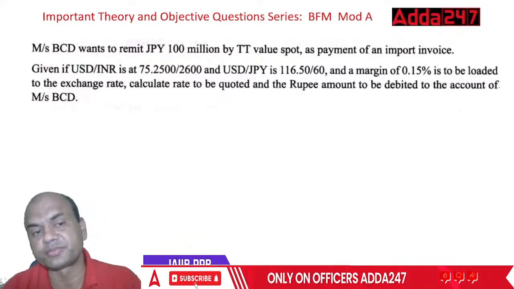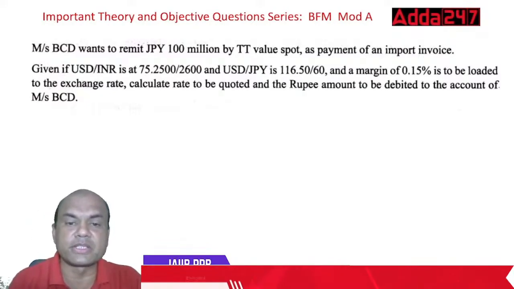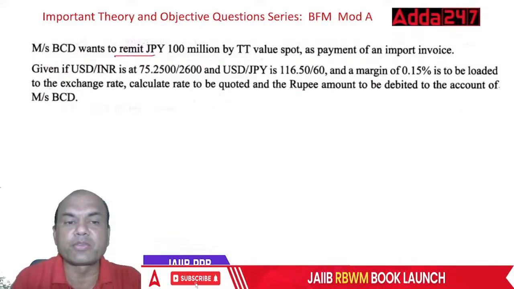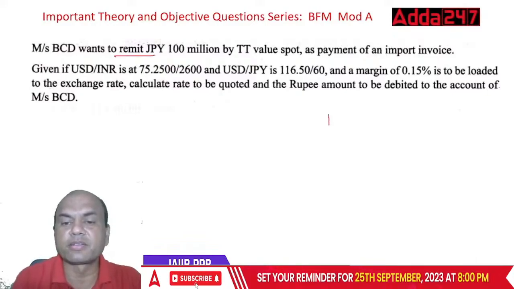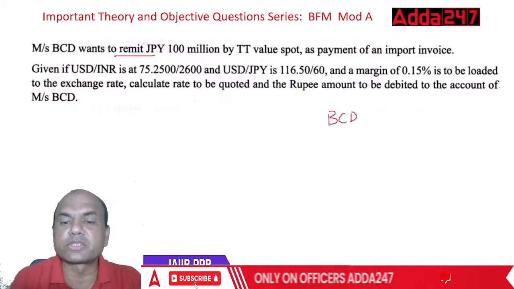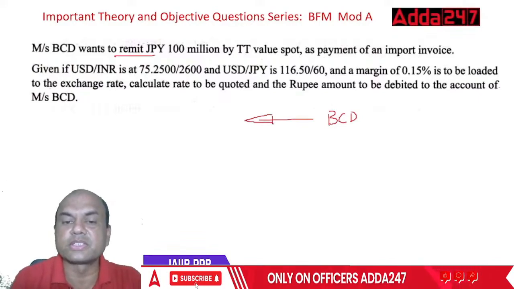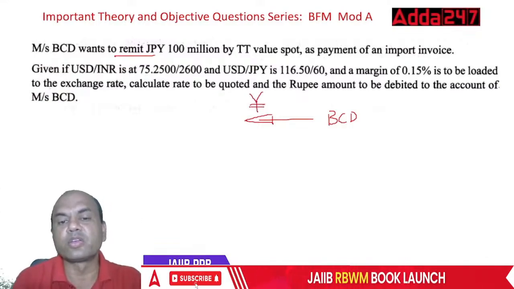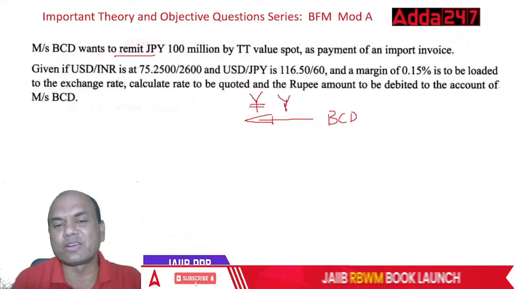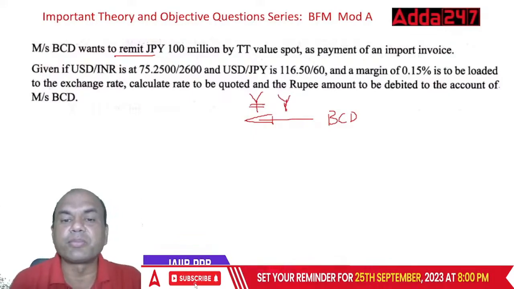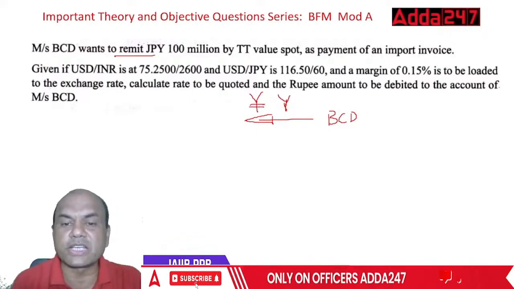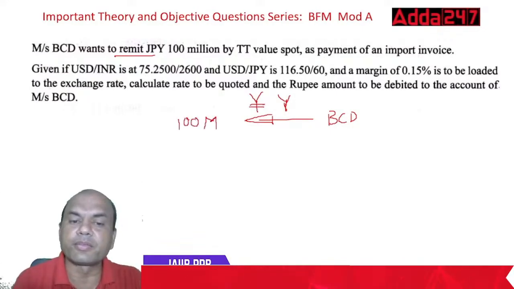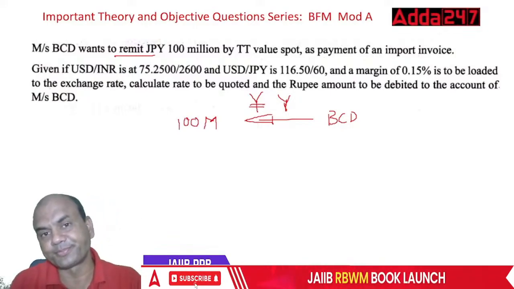Now understand the problem correctly. There is a customer called BCD. This customer wants to remit JPY. Remit means this BCD wants to send JPY outside. JPY is written as Yen, so we'll be writing only Y now, because all these things are difficult. So BCD wants to send JPY, 100 million. These many JPY this guy wants to send.